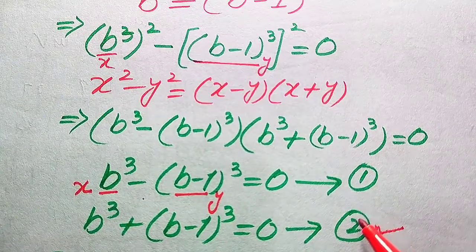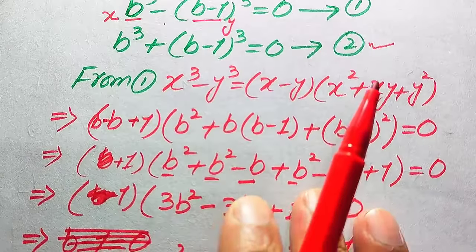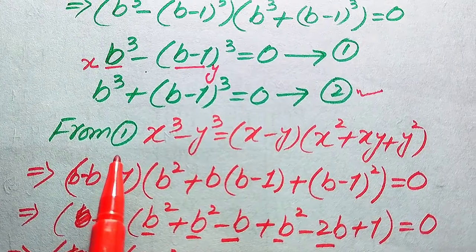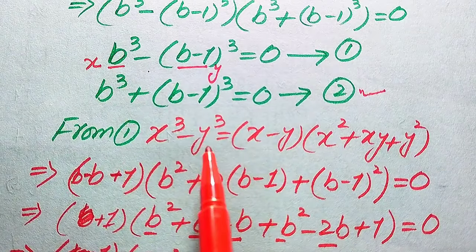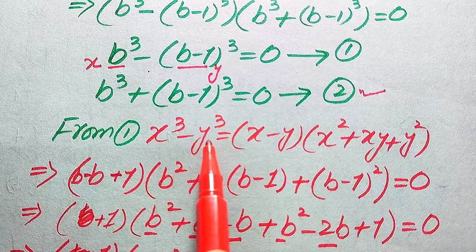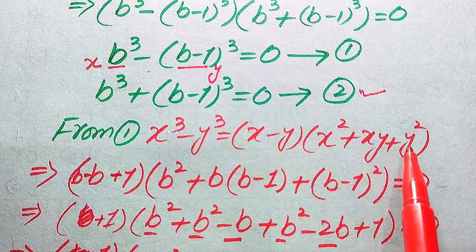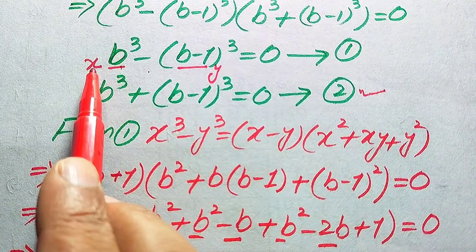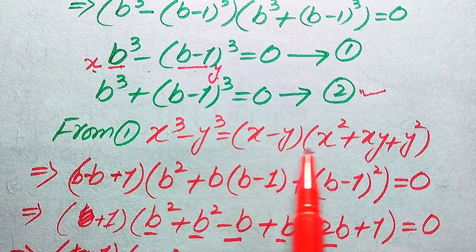So here we need to solve these two equations and we easily get the values of b. Now first we need to focus on equation number 1, so from equation number 1 we use this nice cubic formula. You see that x cubed minus y cubed equals (x minus y) times (x squared plus xy plus y squared). The base of this term is our x and the base of this term is our y. We put the values of x and y in this formula.